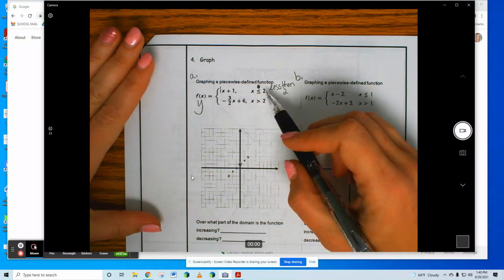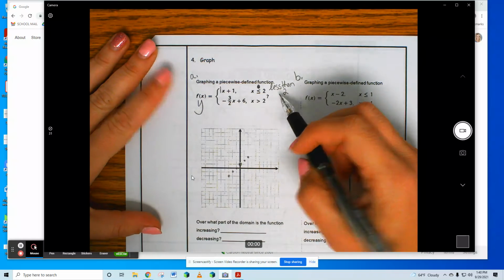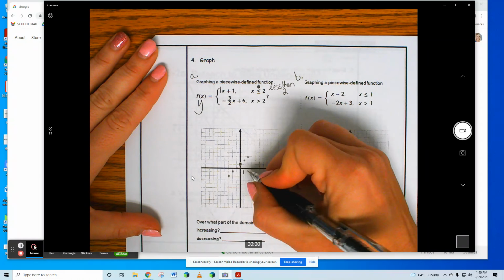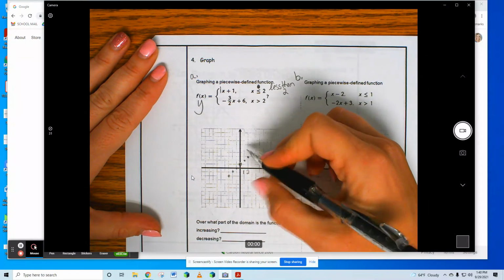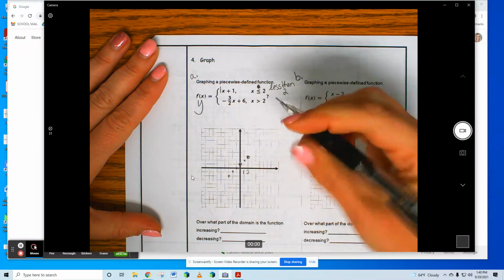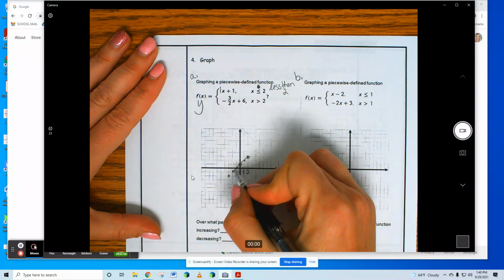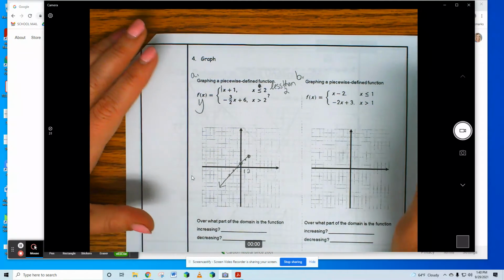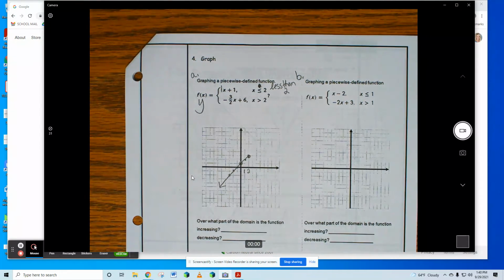Okay. I only want to see the line when it's less than 2. Here's 1. Here's 2. And is it a closed circle? Okay, it's a closed circle. So I'm going to make a closed circle at 2 and only draw the line less than. That's the only part I want to see.